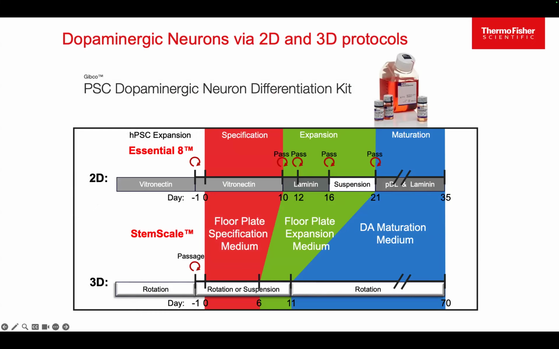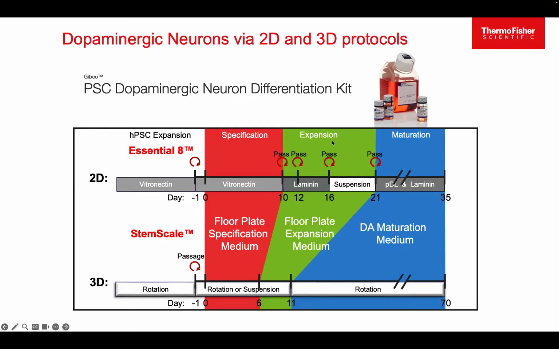Just as a point of reference, as I've thrown this term around a lot, the midbrain floorplate is a region of the brain that plays a really important role in the development of dopaminergic neurons. The midbrain floorplate really acts as kind of a signaling center, if you will, that provides a lot of different cues for specification and differentiation of these specific cell types.